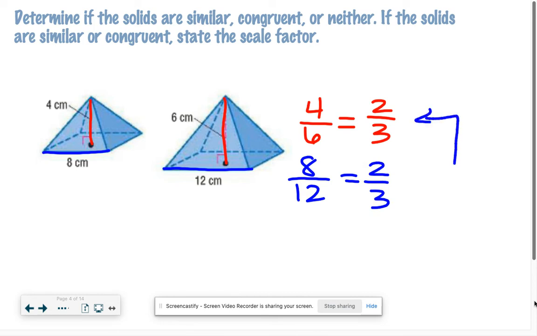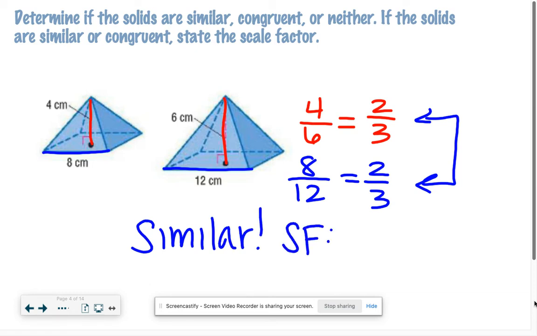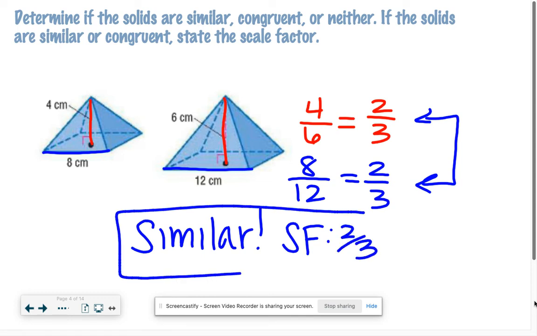So since we got the same simplified ratio, they are similar because our sides are proportional. And then our scale factor would be what we got when we reduced, so 2/3. That is our answer. Good job. Try another one.